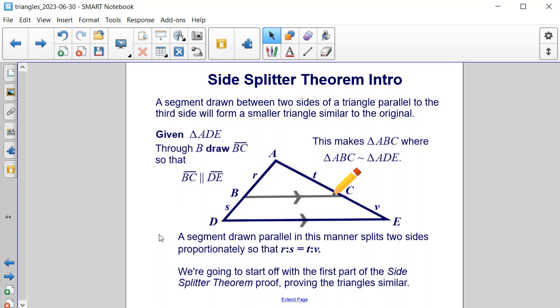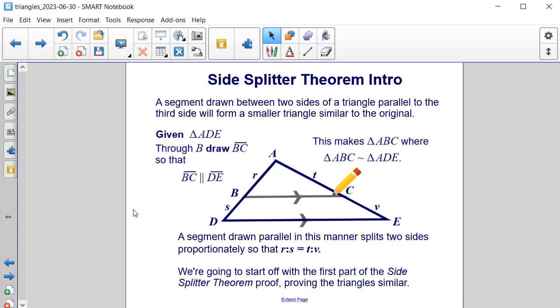A segment drawn parallel in this manner splits two sides proportionally, so that in our diagram the lowercase variable r to the lowercase variable s is equal to the lowercase variable t to the lowercase variable v. In other words, the measurements of these two sections of one segment make the same proportion or ratio as the two smaller segments that make up the other side that gets split.